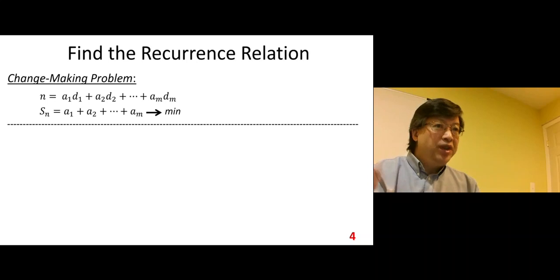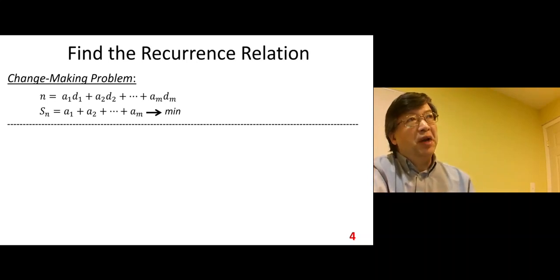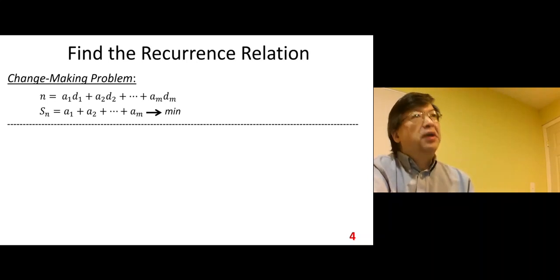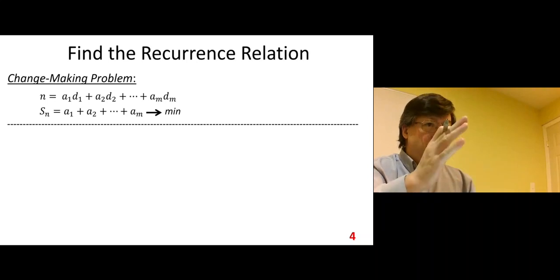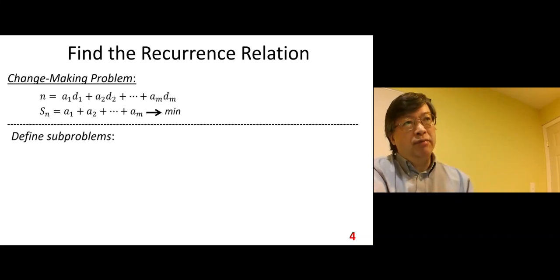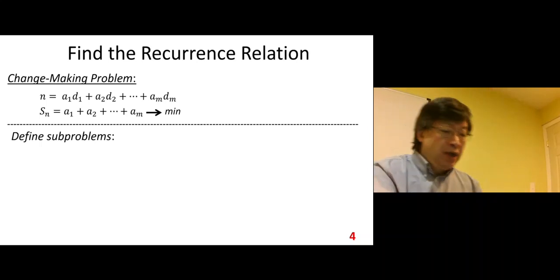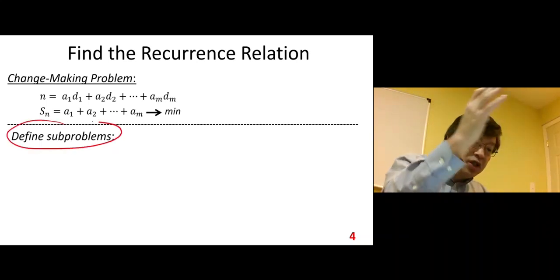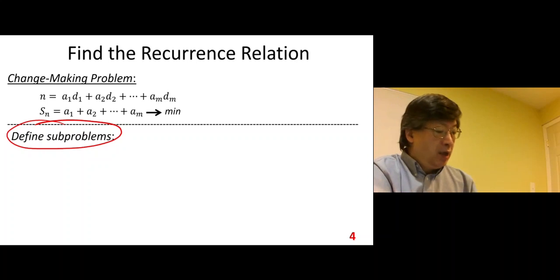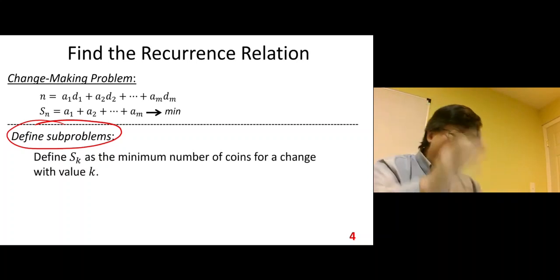Let's find the recurrence relation, but we need to do some analysis here. Usually this is the most important step. After you get this recurrence relation, the remaining implementation part is much easier. Let's work on this hardest part. First, we need to define subproblems. For dynamic programming, one important step is to define appropriate subproblems.